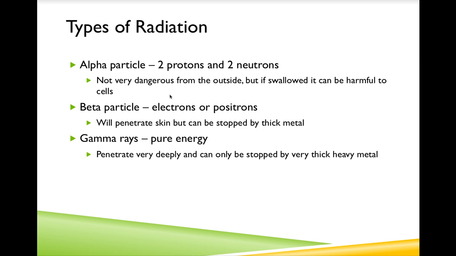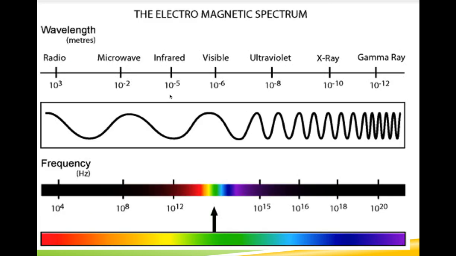And then the final one we have here is gamma rays. Gamma rays are pure energy. Gamma rays penetrate very deeply, and they can only be stopped by very thick, heavy metal. So we want to watch out for gamma rays. Actually, you want to watch out for all of them. It's not good to be exposed to any of this radiation, but gamma rays are the ones that can penetrate the farthest. Now, some of the drawbacks of radiation: in small doses, radiation can cause mutation to DNA, which can eventually lead to cancer if you're exposed to enough of it. Now, that's in very small doses. We'll talk in a minute about what large doses can do.